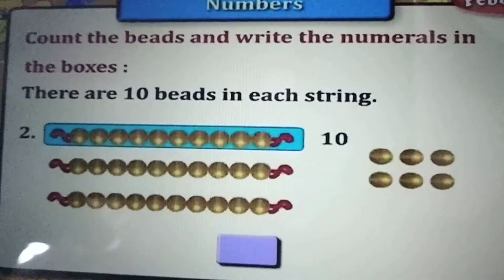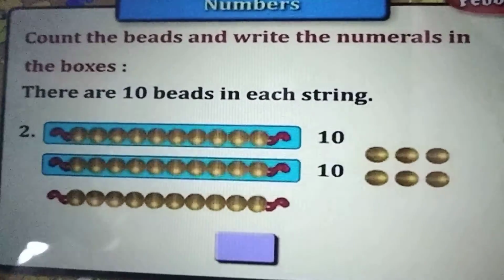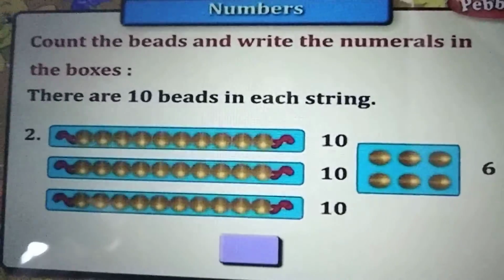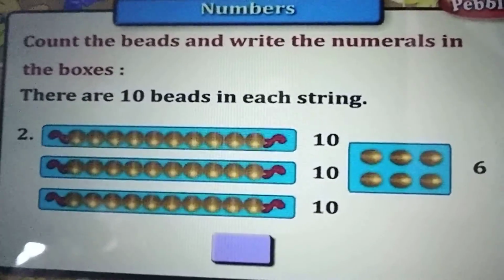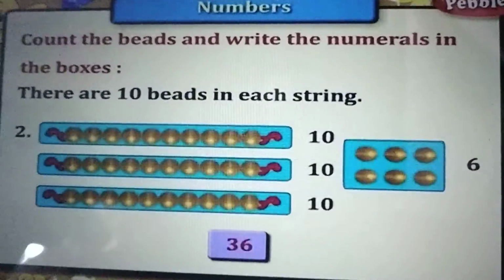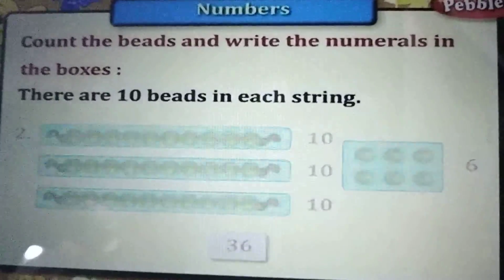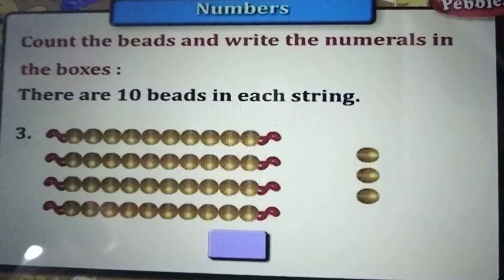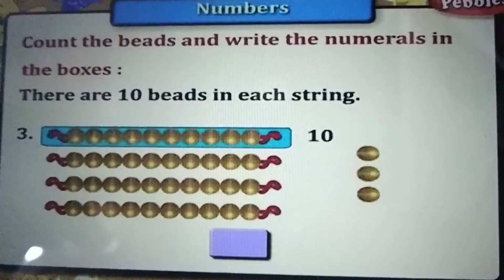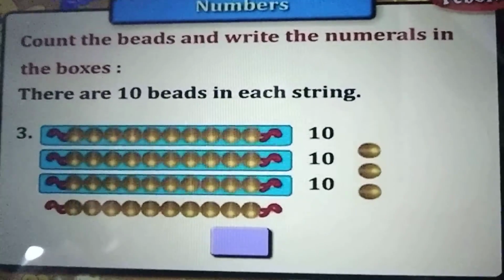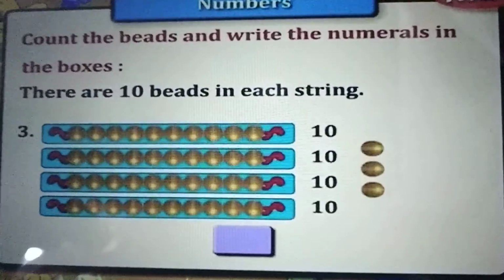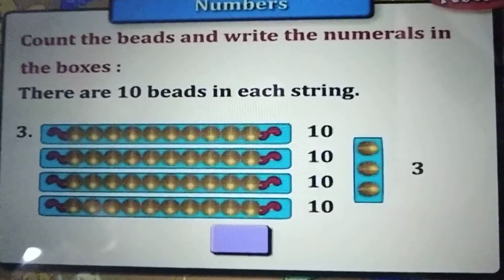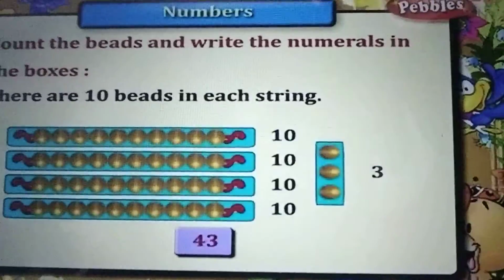2, 10 plus 10 plus 10 plus 6 equal to 36. Third string, 10 plus 10 plus 10 plus 10 plus 3, 43.